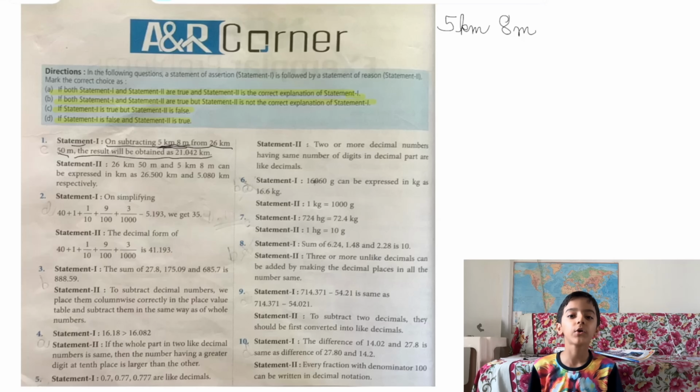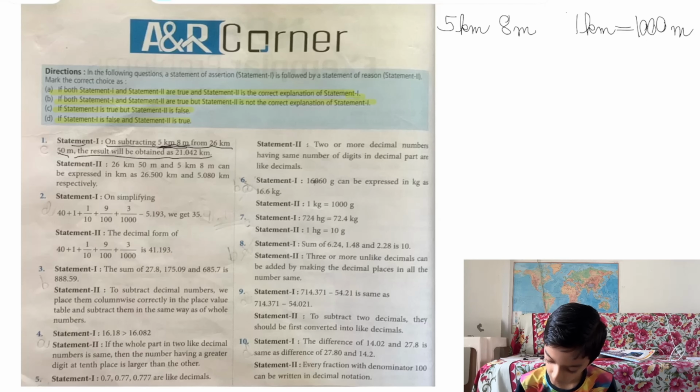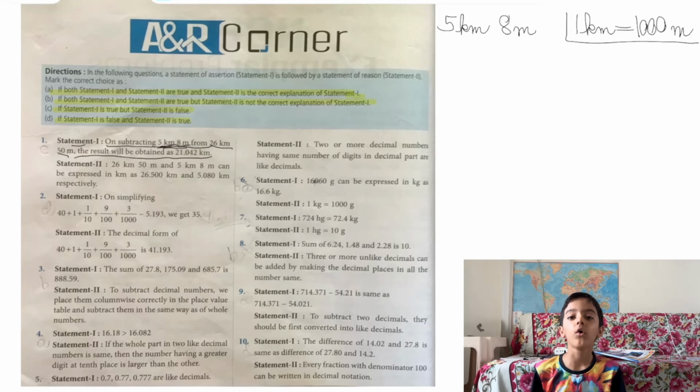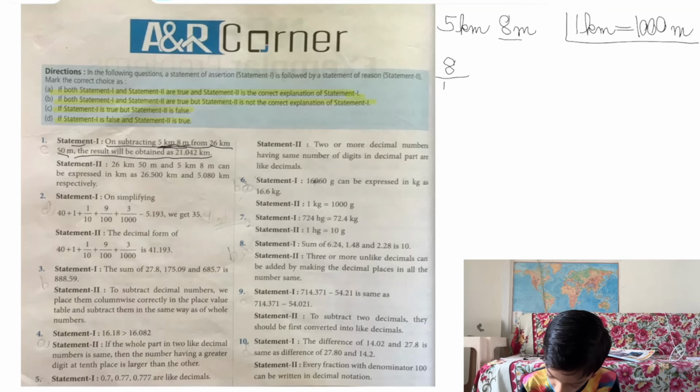First of all, you should know that 1 kilometer is equal to 1000 meters. So now you know that 1 kilometer is equal to 1000 meters. On the basis of this, first we'll convert this 8 meter into kilometers, and then we'll add the result into this 5 kilometer. So here, when we convert 8 meter into kilometer, the result will come 8 by 1000 kilometer.